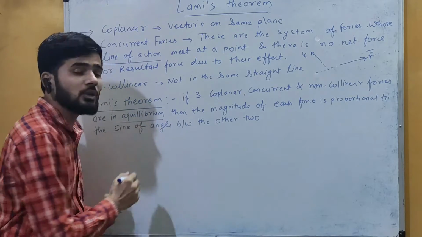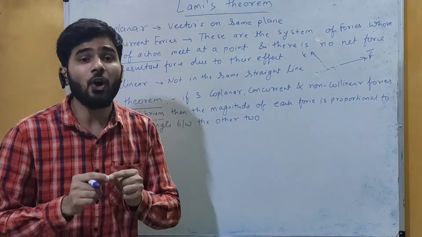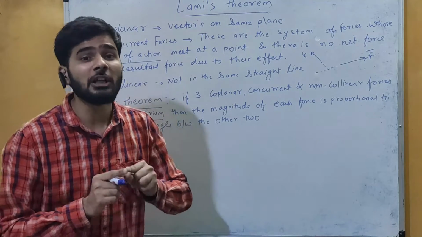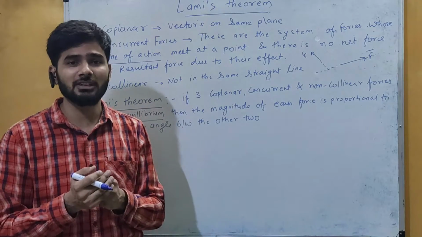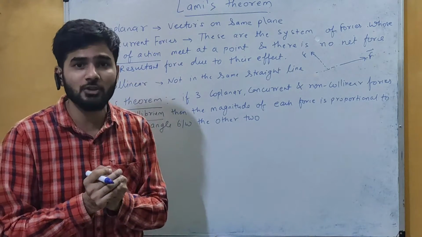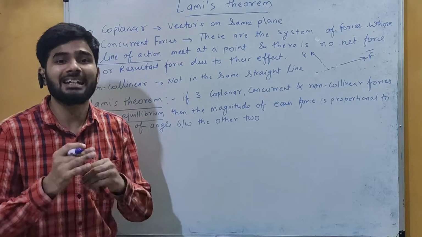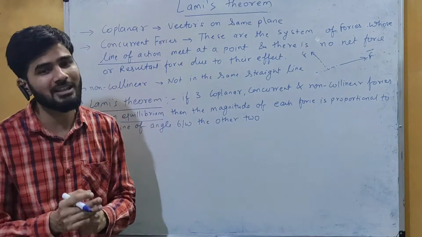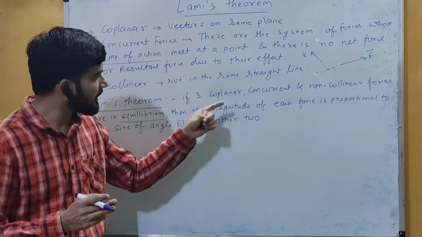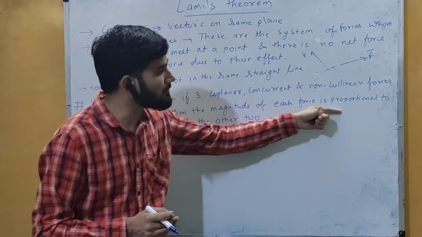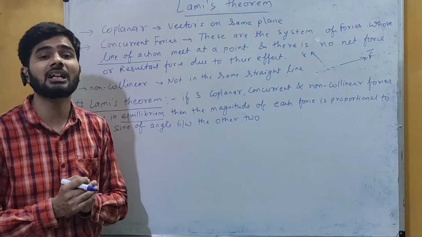Now what does equilibrium mean? Equilibrium means that the net effect and the net resultant is equal to zero, which we saw with concurrent forces, because of that also the resultant is equal to zero. That means the system is in equilibrium, it will have no effect, and the resultant becomes zero. Then the magnitude of each force, whatever three different forces we have, is proportional to the sine of the angle between the other two.